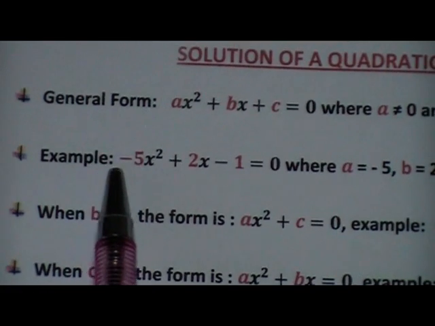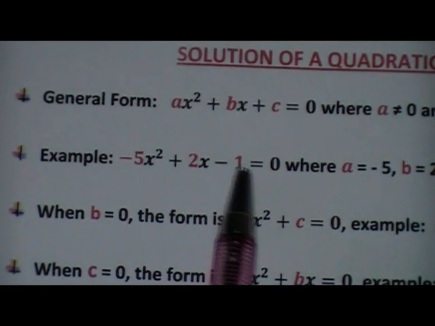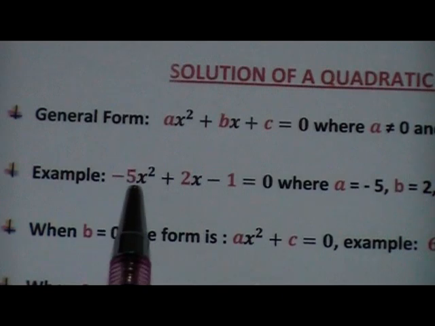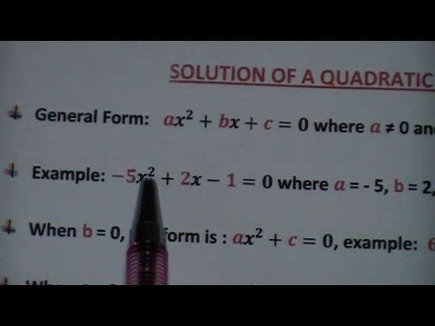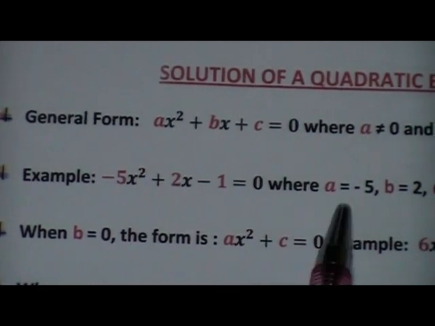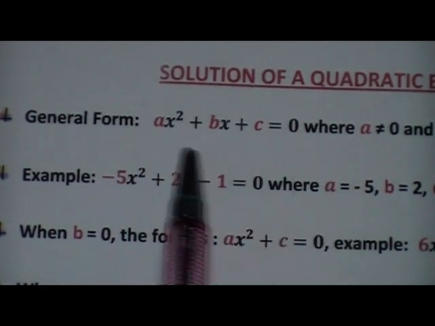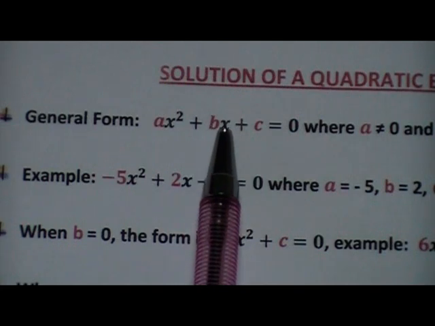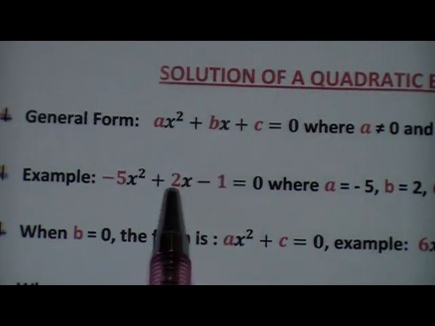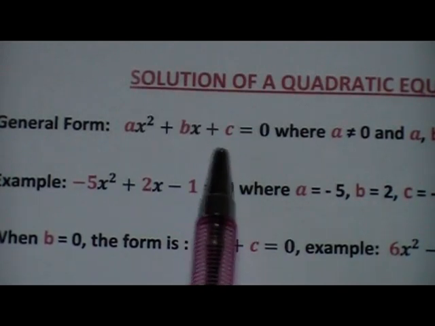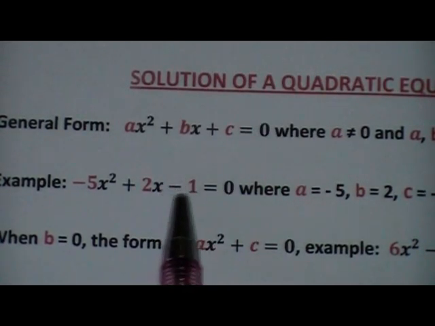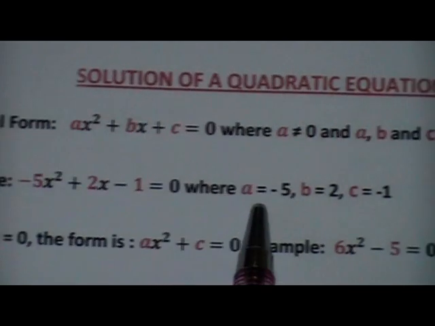Now, an example we have here is negative 5x squared plus 2x minus 1 equals 0. What we're seeing here is the coefficient of x squared is a, and the coefficient of x squared here is negative 5. So therefore, a is equal to negative 5. The coefficient, or the number before x, is b, and so 2 is before x, the coefficient of x is 2, and so b is equal to 2. And as you can note, c by itself is a constant term. In this case it is negative 1.